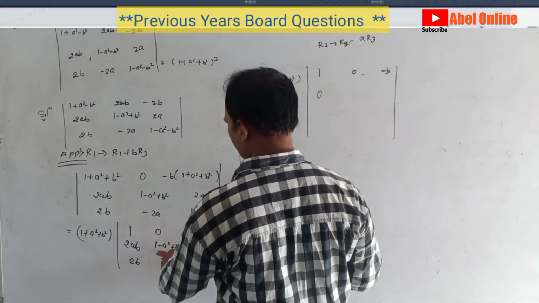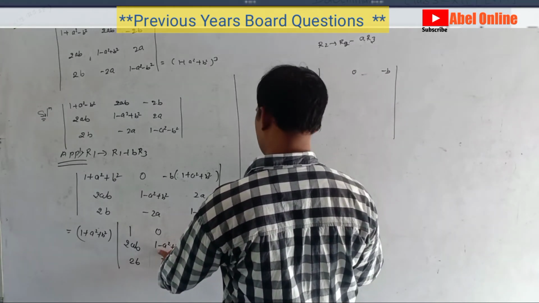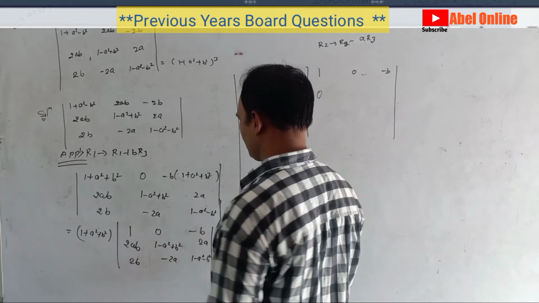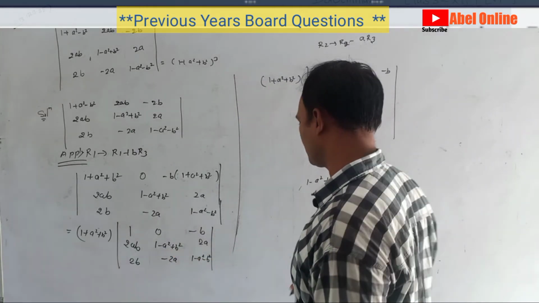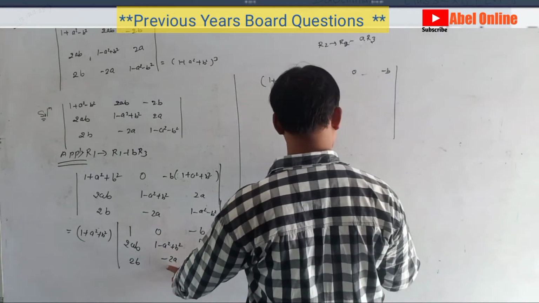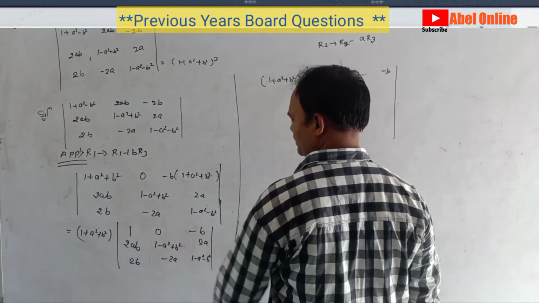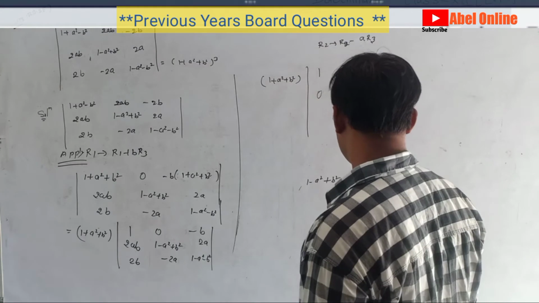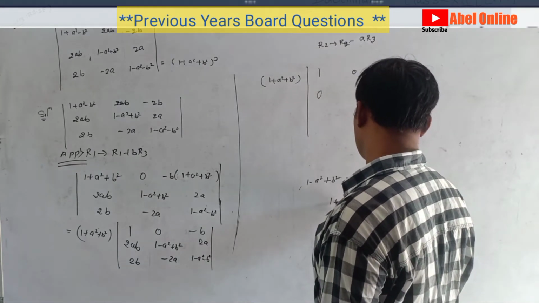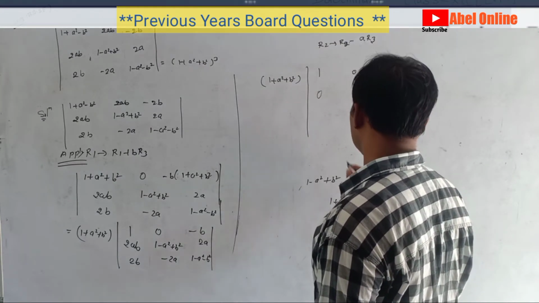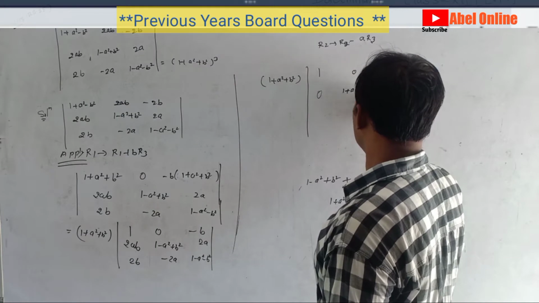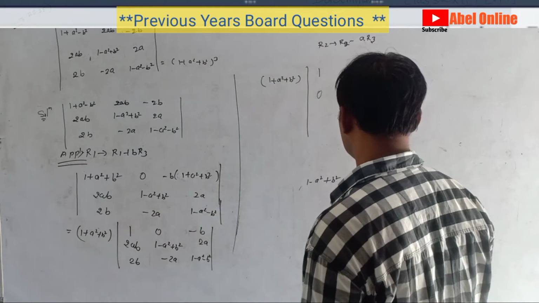Look at here, it is 1 minus a square plus b square, and here it is a plus 2a square, minus minus plus, so we can say that it is 2a square. What about here, it is 1 plus a square plus b square, it is 1 plus a square plus b square is common.